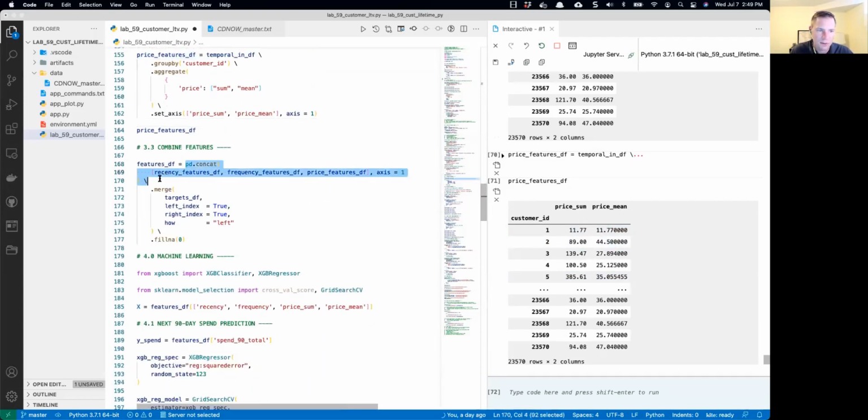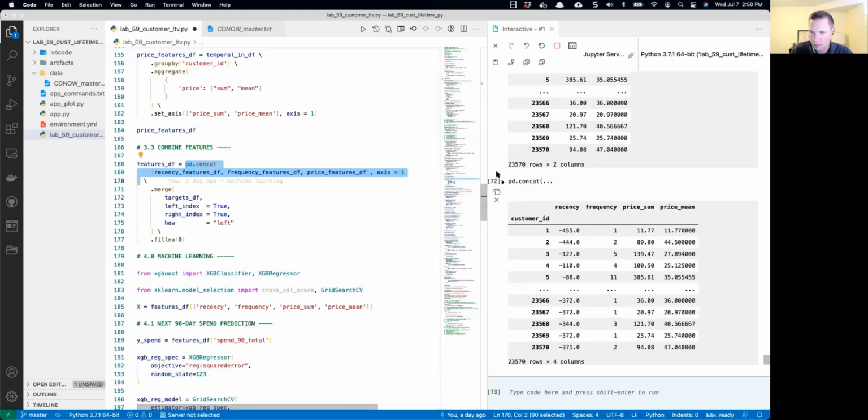We can use this function called pd.concat then to aggregate all of the RFM features. So I've got my recency features, my frequency features, and my price features. I'm going to concatenate along axis 1, hit shift enter. It basically creates this data frame here that has all of my engineered features in it.